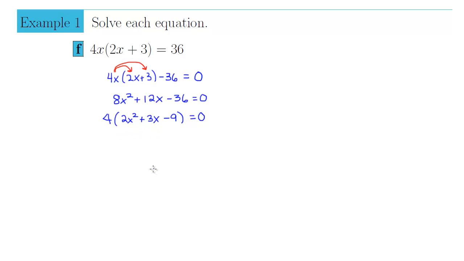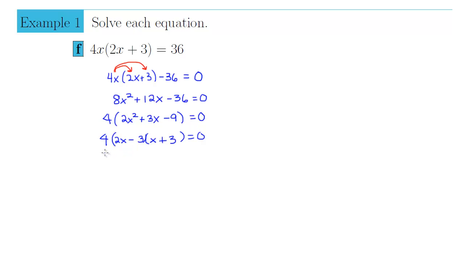Perfect. We now continue factoring this polynomial. So we have a 4 in the front, and we now have the trinomial 2x squared plus 3x minus 9. And that factors as the following. 2x minus 3 times x plus 3. We have our product on the left side. We have our 0 on the right side.